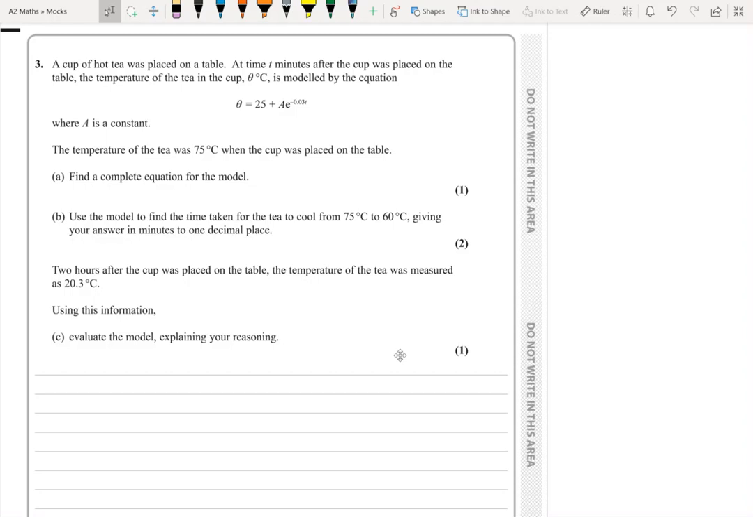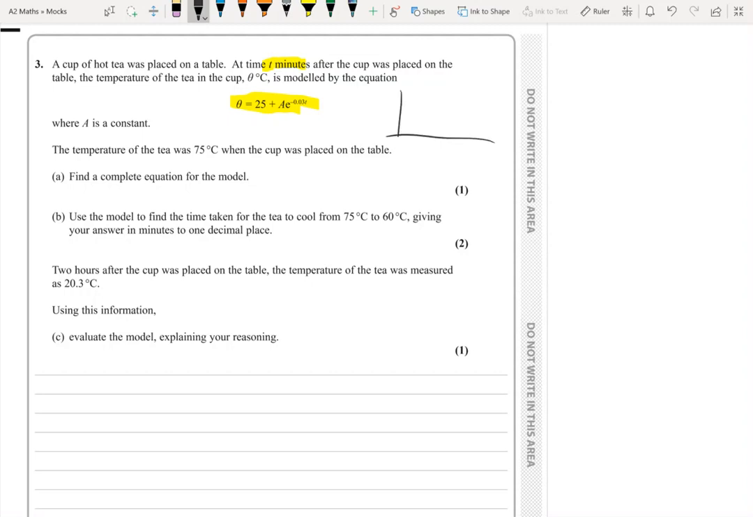As we scan through this question, it looks like we've got an exponential model here. So let's read what the variables are. Theta is the temperature of a cup of tea, and t is measured in minutes after that cup was just left on a table. Okay.